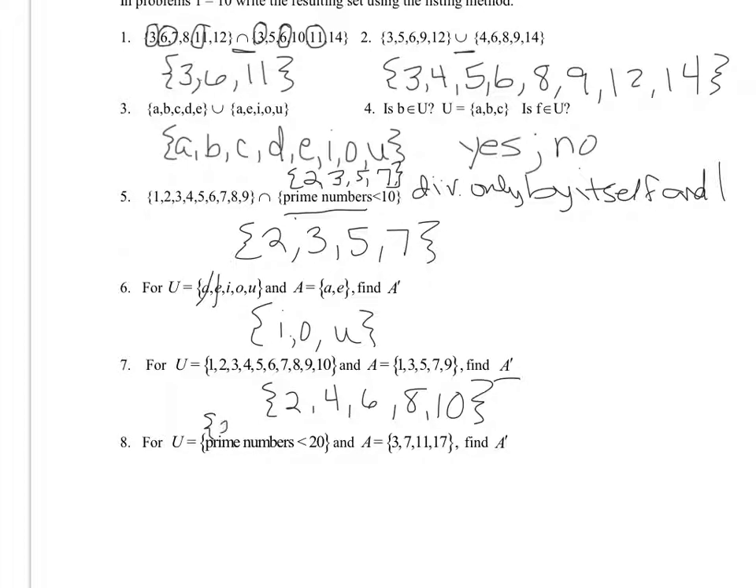You should have come up with 2, 3, 5, 7, 11, 13, 17, and 19. Those are going to be the prime numbers that are smaller than 20. Now, if A is 3, 7, 11, and 17, then the complement of A will be everything except 3, 7, 11, and 17. That leaves 2, 5, 13, and 19. Let's go to the next slide.